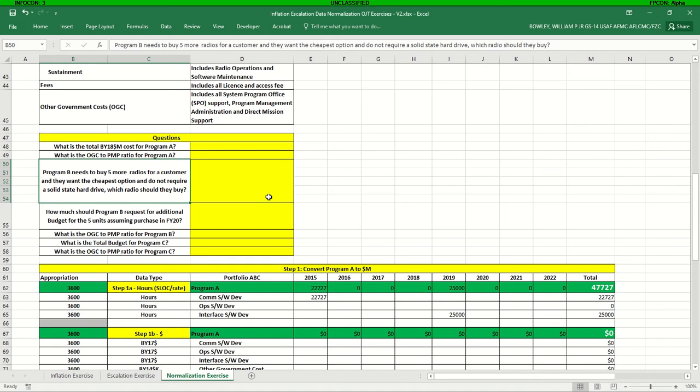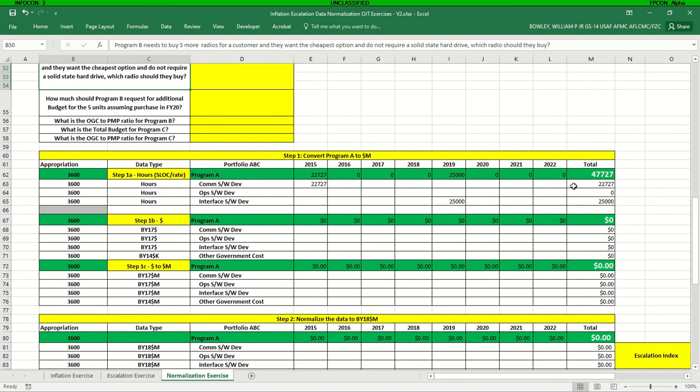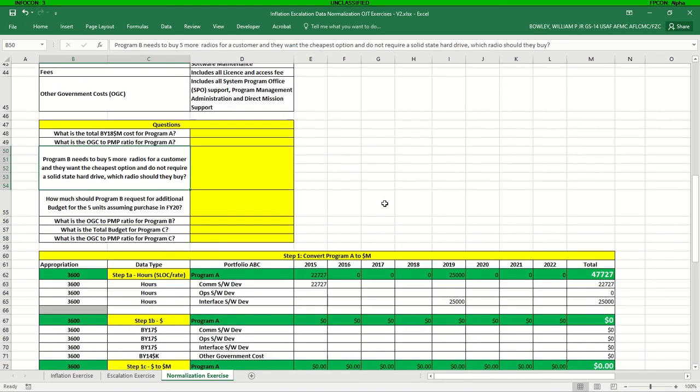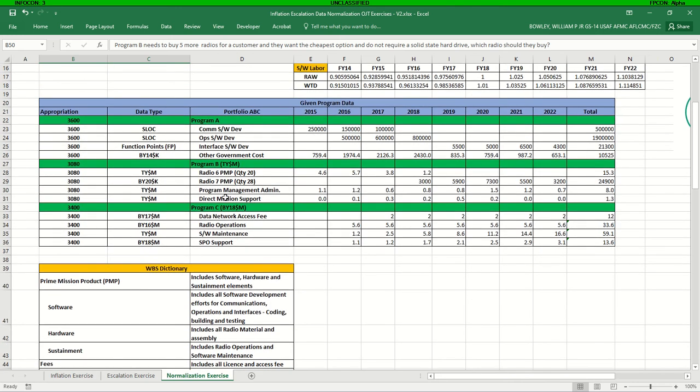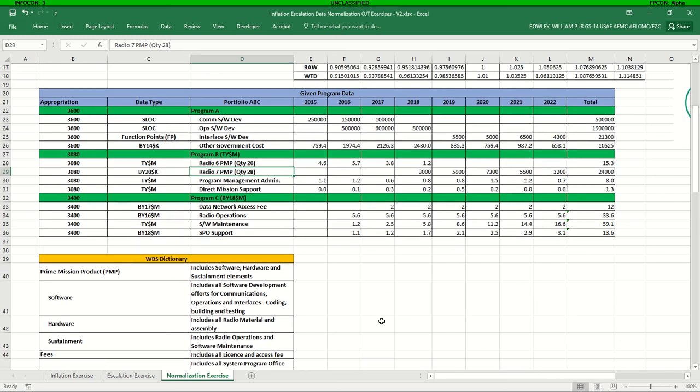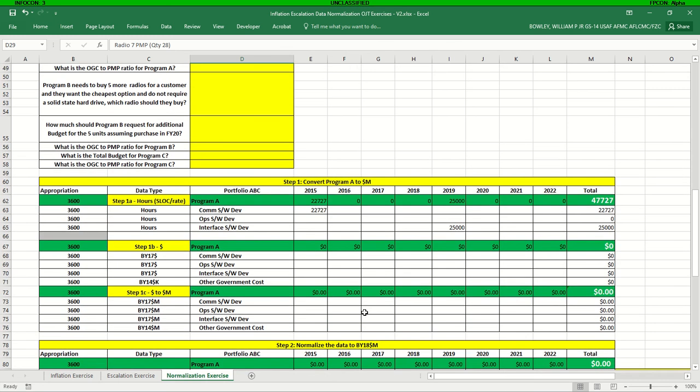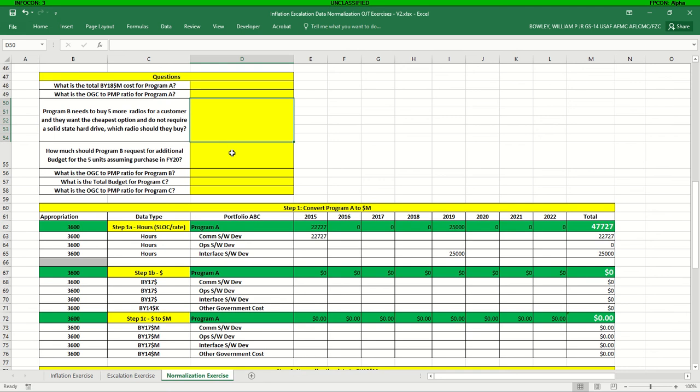It needs to buy 5 more radios for a customer, and they want the cheapest option, and they do not require solid state drives. So which radio should they buy? This is where we would want to look at the cost of those 2 radios. You'll see that this program data also includes quantities. So we want to normalize the data based on the quantities that were purchased in order to get a per radio price, in order to see which one is more affordable, to help facilitate that decision.